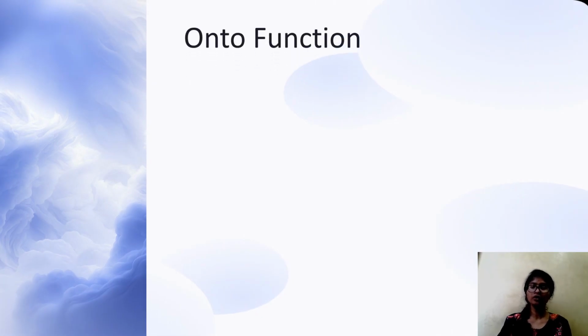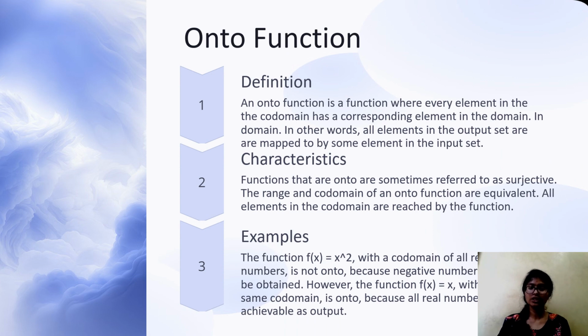Now let's see what is an onto function. An onto function is a function where every element in the codomain has a corresponding element in the domain. In other words, all the elements in the output set are mapped to by some of the elements in the input set. Functions that are onto are sometimes referred to as surjective, that is, the range and the codomain of an onto function are equivalent. All the elements in the codomain are reached by the function.